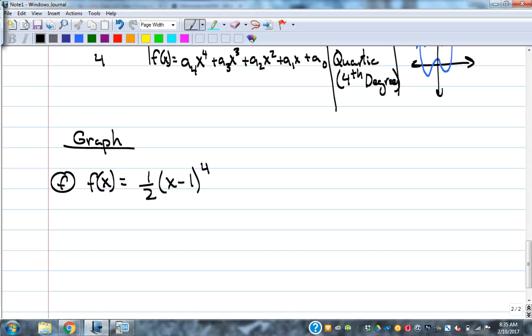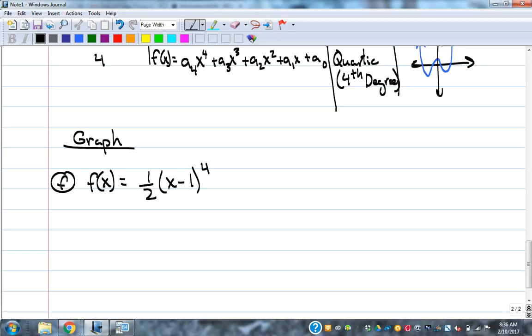Before we type that into our calculator, I want to talk about it. What do we know about this polynomial? What's its degree? 4. So it's an even degree. So we know both ends should do what? Go up or down? Well, it's going to be one or the other. Why up?